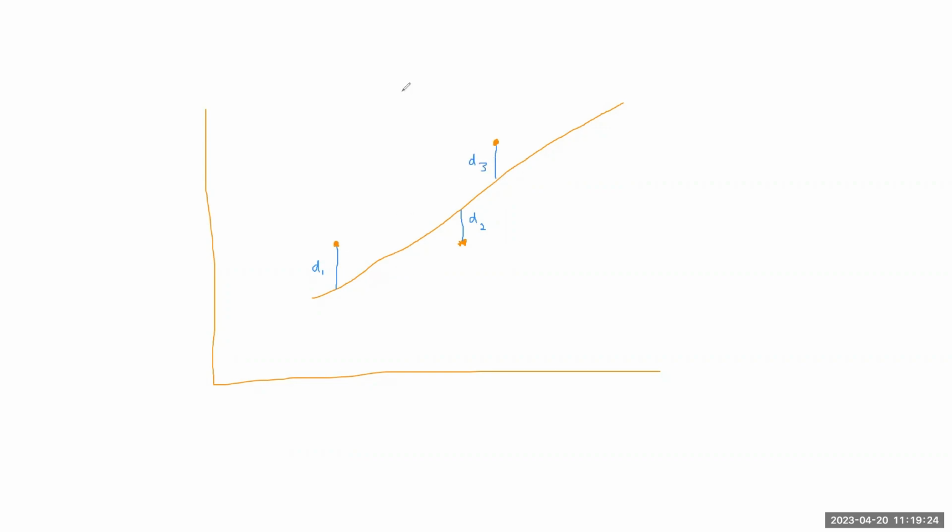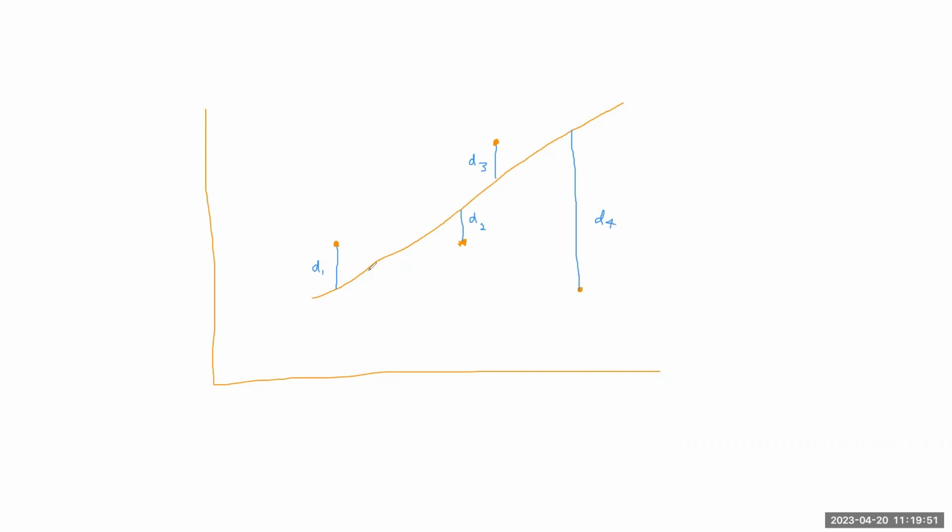I'll just do one more orange data point. Let's do one that's really far away, over here. Yeah, it's a long, long way away. This would be like an outlier. Call this D4.